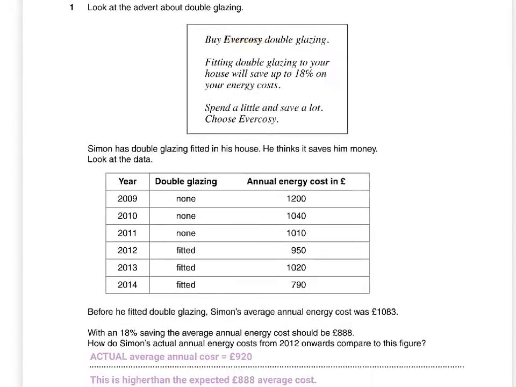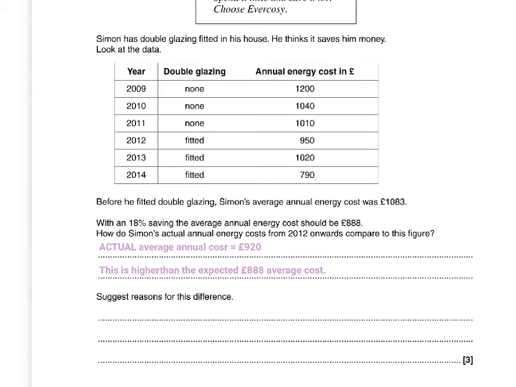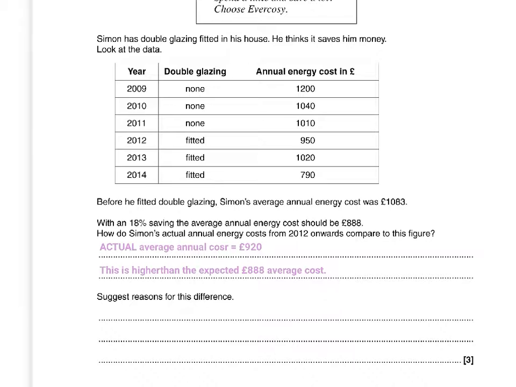Look at the data. So then we're presented with a table of data, and the key things about it are you've got a 6-year period. First 3 years are without double glazing, and the second 3 years are with, and then the third column on the right just tells you what the annual energy cost is in pounds. And we can see that from the bottom 3 rows, they are generally lower than the costs from before fitting double glazing. So Simon saved some money.